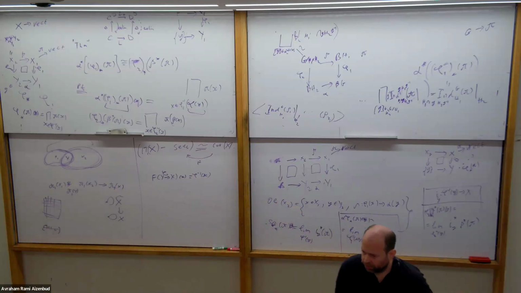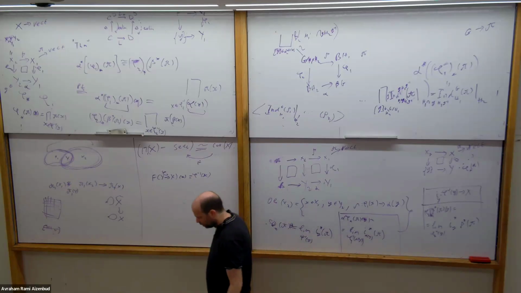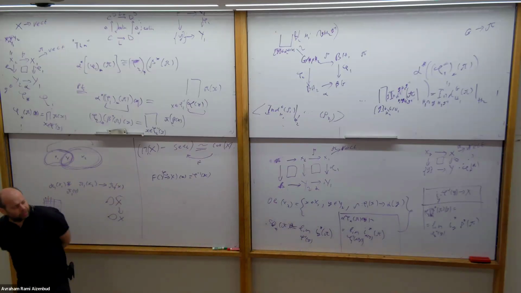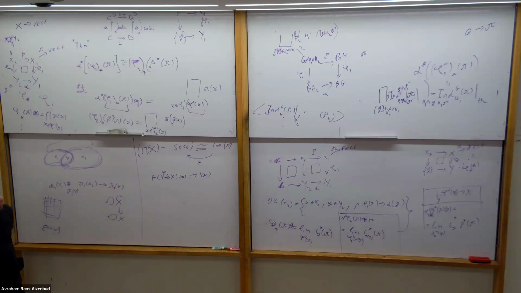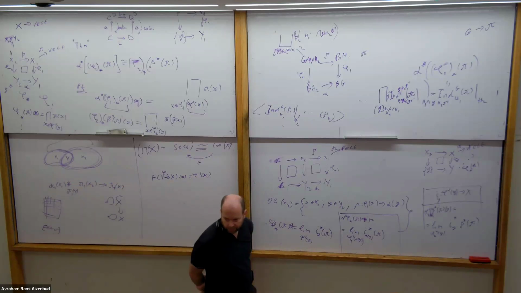Because otherwise, you don't have autonomy. Yeah, so now we can ask why it's fully faithful and essentially surjective. For fully faithful probably is very easy. And for essentially surjective, you need the construction of universal coupling.